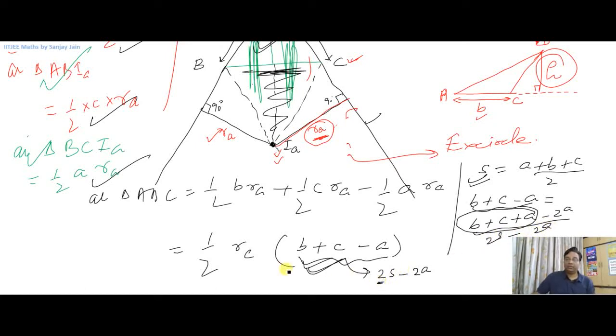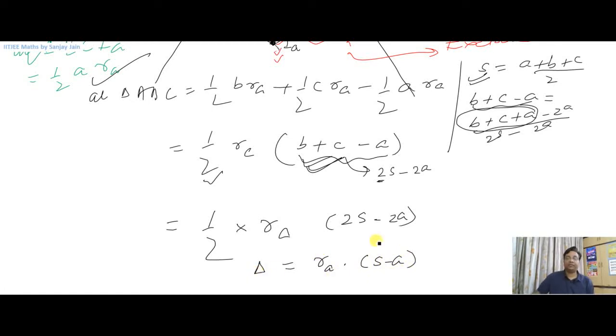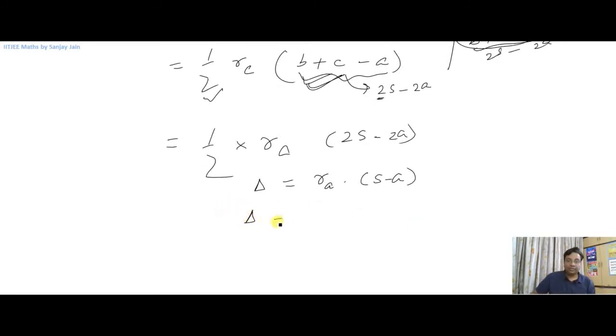Okay, now if you take 2 as common, this can be cancelled with this 2. So this can be written in a simplified manner like this: half into Ra into 2s minus 2a. Now in the next step you can write it as Ra into s minus a. So this is the area of triangle ABC. Now the area of triangle ABC can be calculated in terms of other x radii also. If you consider RB, then you can write S minus B here. Or another way to write this area can be RC into S minus C.